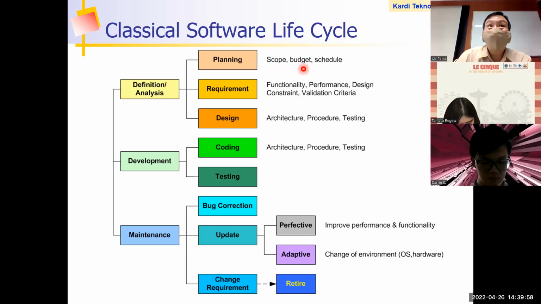Money first, time, right, and then what is the requirement, the scope, roughly. Okay. After that, we go to the actual requirement, the use case, last meeting, remember? So you talk about functionality, what is the function, and then what will be the performance, right? There are some constraints in the design, and then how you validate this criteria, and so on, okay? These are the requirements.